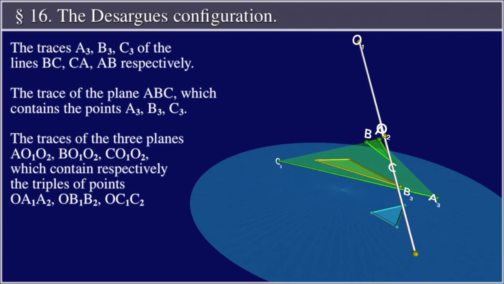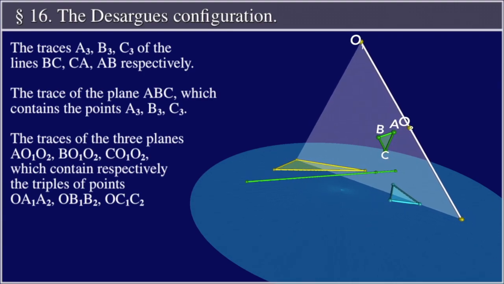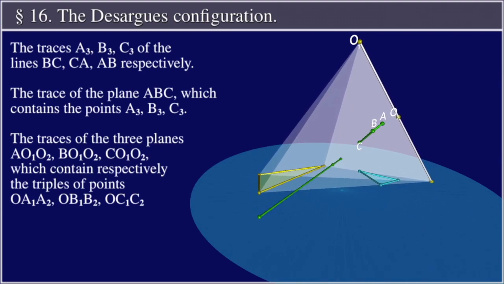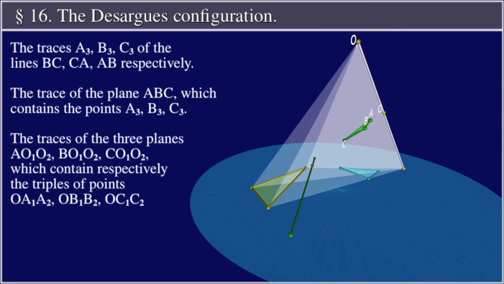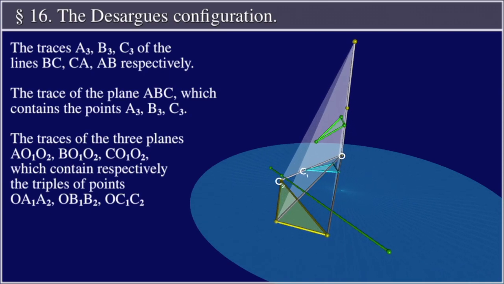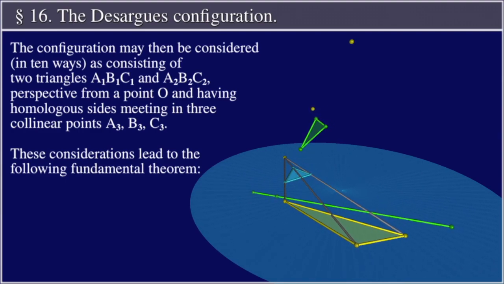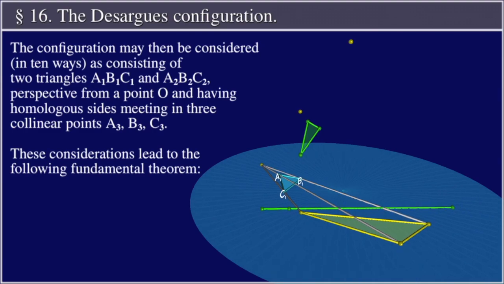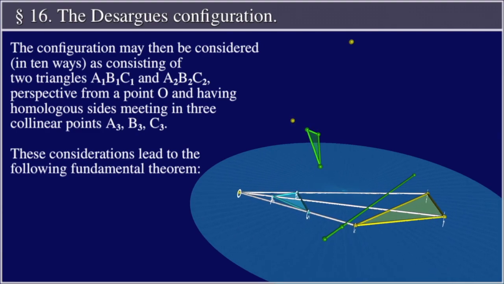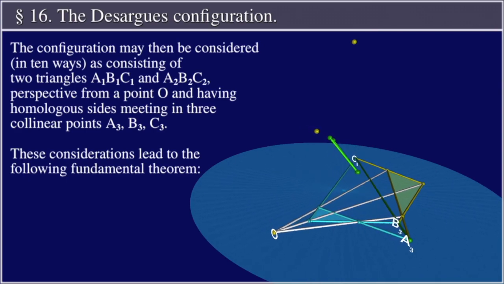A3, B3, C3 of the lines BC, CA, AB respectively, the trace of the plane ABC, which contains the points A3, B3, C3, the traces of the 3 planes A, O1, O2, B, O1, O2, C, O1, O2, which contain respectively the triples of points O, A1, A2, O, B1, B2, O, C1, C2. The configuration may then be considered in 10 ways as consisting of 2 triangles A1, B1, C1 and A2, B2, C2, perspective from a point O, having homologous sides meeting in 3 collinear points A3, B3, and C3.